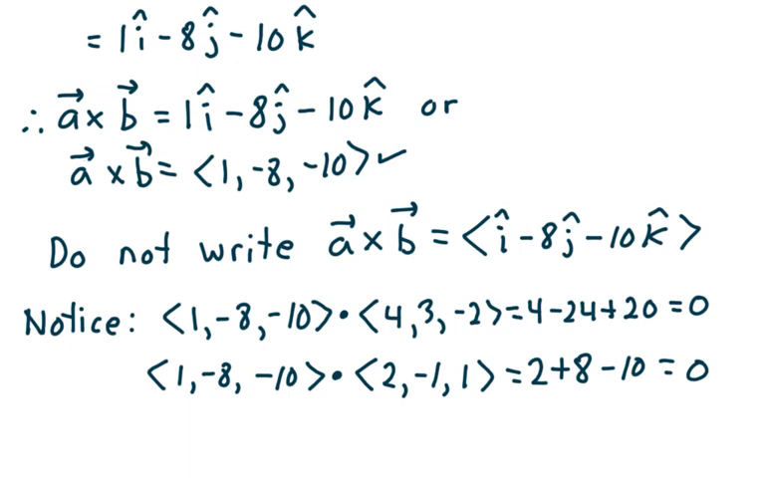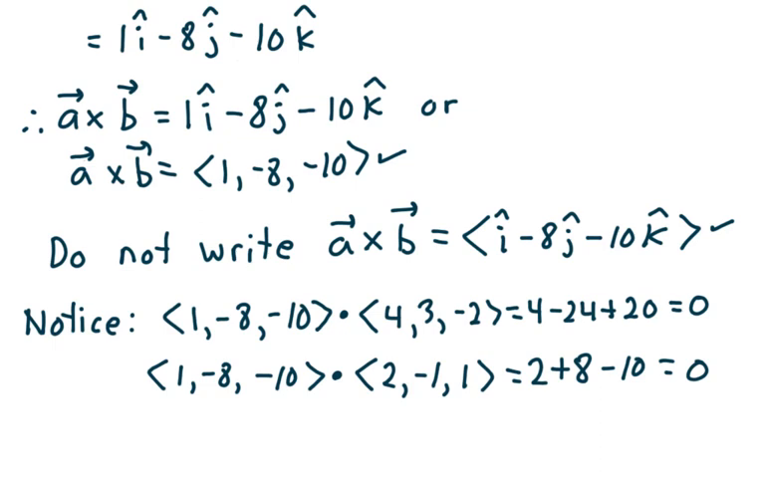Okay, so there's two different ways to express a vector. What you don't want to do is write A cross B is i minus 8j minus 10k within these brackets. If you write it this way, that just means you're mixing up two different notations.